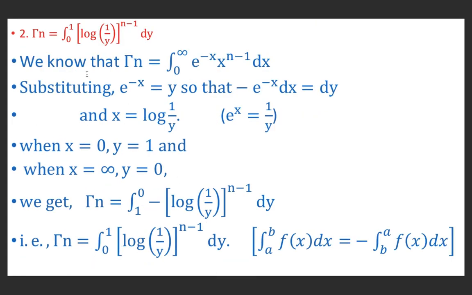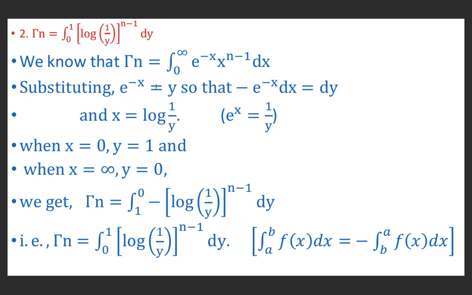Now we will prove that gamma n is equal to integral from 0 to 1 of log 1 upon y whole raised to power n minus 1. We know the definition of gamma function. If we substitute e raised to power minus x equal to y, then on differentiating, derivative of e raised to power minus x is e raised to power minus x and derivative of minus x is minus 1. So minus e raised to power minus x dx equals dy.